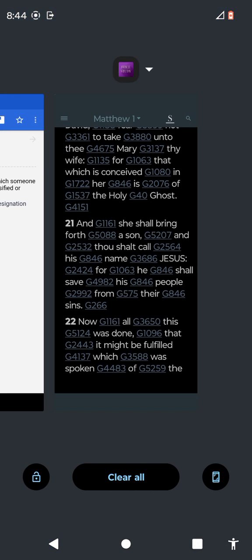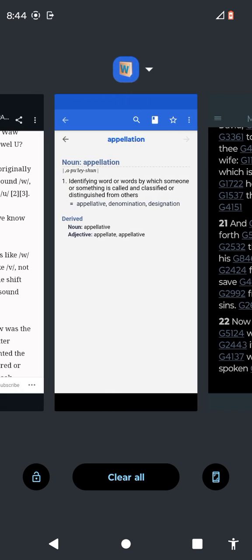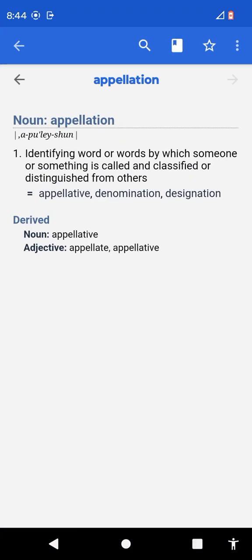Let's go ahead and learn a little bit about that. First, we're going to learn what an epithet and an appellation is. You've heard me say that the name Jesus is an epithet. Well, let's first learn what an appellation is. And here it is in our Word Web app. Identifying word or words by which someone or something is called and classified or distinguished from others.